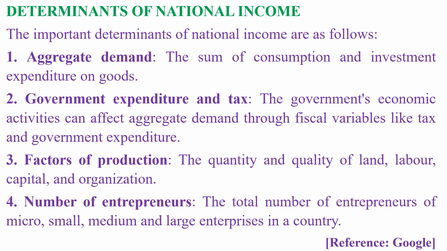Determinants of national income. The important determinants of national income are as follows. 1. Aggregate demand. The sum of consumption and investment expenditure on goods. 2. Government expenditure and tax. The government's economic activities can affect aggregate demand through fiscal variables like tax and government expenditure.